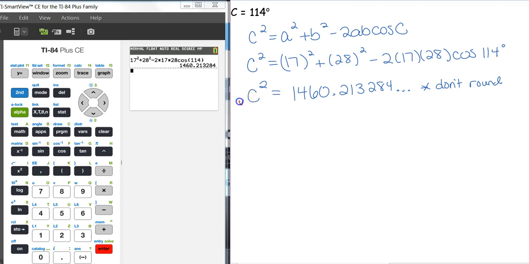To solve for C, I need to take the square root of both sides. So I'm going to hit square root, which is second x squared, and I'm going to put that answer in there. I'm not going to type it in. I want that stored answer. If you look at the bottom, right next to enter and above the negative sign is answer, ANS. To get there, I hit second negative. I'm taking the square root of that last answer. That is going to have all of those stored decimals. I hit enter, and I get that my side C is about 38.212. I'm going to round to the nearest tenth, so I get 38.2.